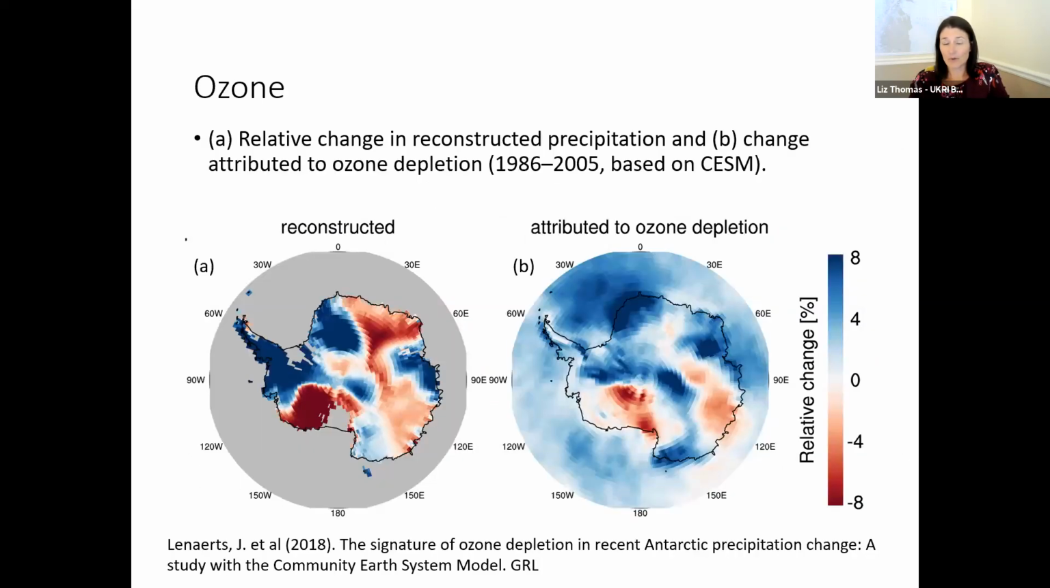Some of the other things that have been proposed: ozone has been proposed as a driver for the increased snowfall. This is some of the work that Jan Lenaerts has done, where they were using the reconstruction from the ice cores and comparing this with the Community Earth System Model, using simulations where there is an ozone hole prescribed and simulations where there wasn't. This suggests that the big increases in precipitation that we see can be attributed to ozone. And it's important to see that the spatial pattern they produced from this study really resembles the spatial pattern that we saw from the reconstruction.